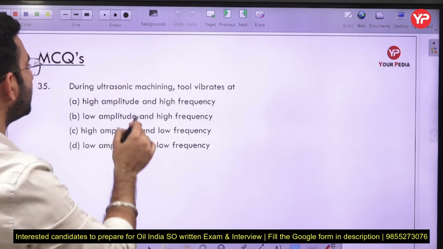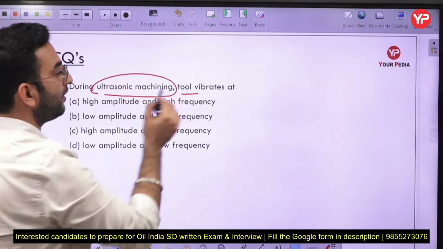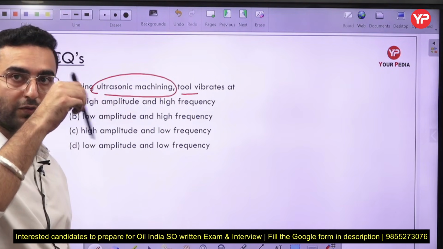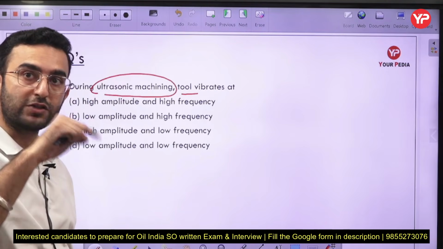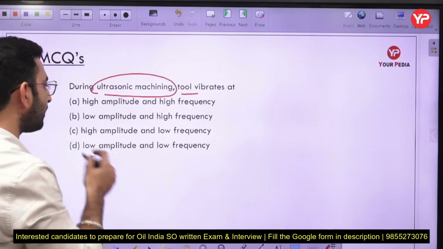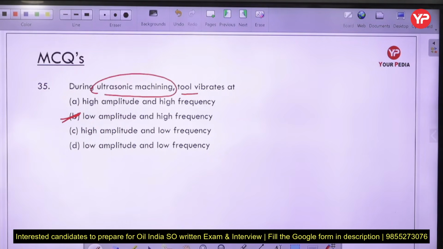during ultrasonic machining, the tool vibrates at... Just understand in this case the tool is vibrating. So first of all, the tool is vibrating, it is having a very low amplitude. Small amplitude is going to be there, but the frequency is going to be very, very high. Then only it can cut the material, it can remove the material here. So I can say it is having a low amplitude and a high frequency. So option number B is the correct answer in this case.